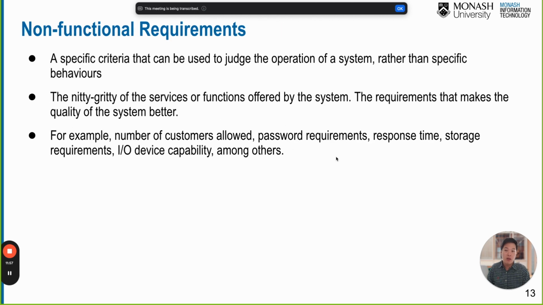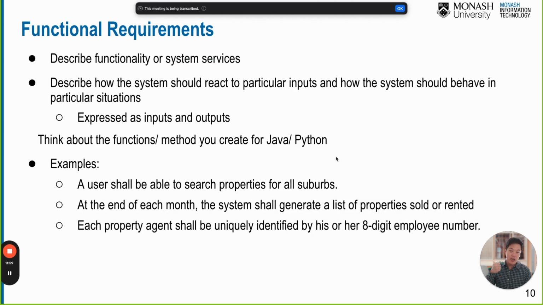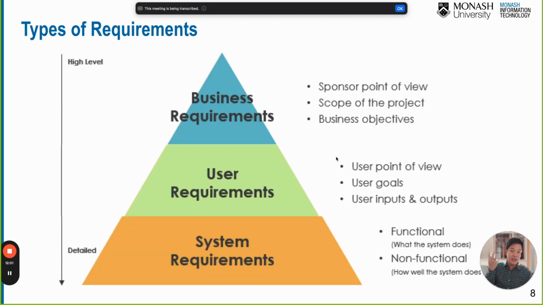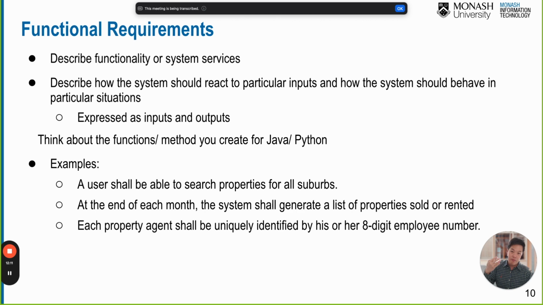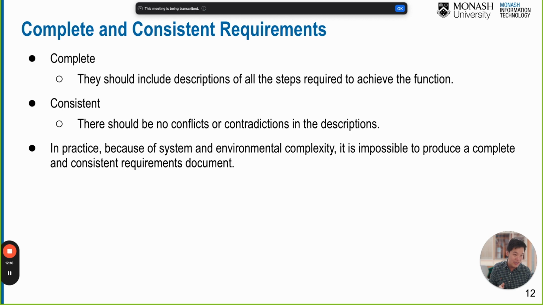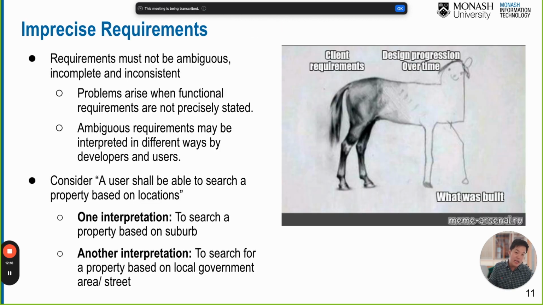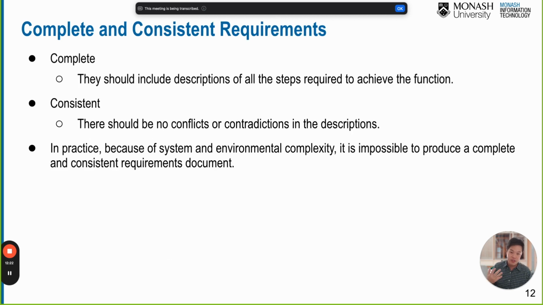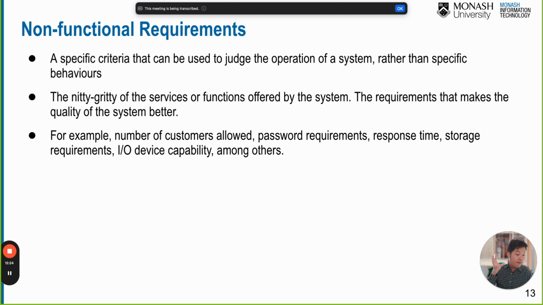So in summary, there are different types of requirement: business requirement, user requirement, system requirement. For the system requirement, there are two types, functional and non-functional. And when you write the requirement, it should be complete and consistent. It should not be imprecise. It should not be ambiguous. So this is how you write an effective requirement document.